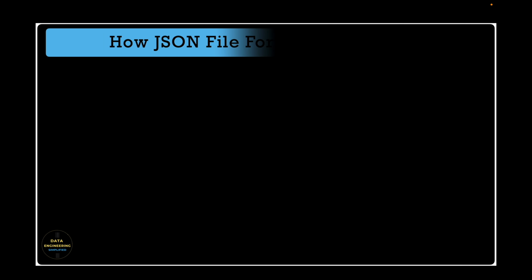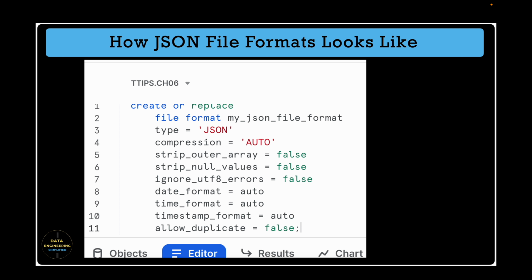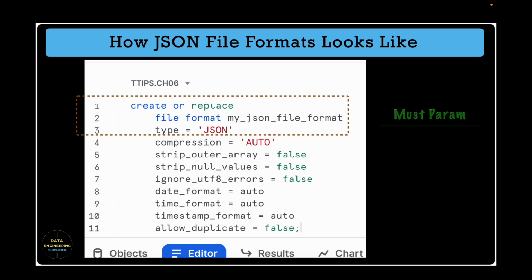Let's quickly discuss how the JSON file format object looks like. File formats are first-class objects in Snowflake. They can be created, dropped, altered using DDL statements like any other object. The SQL construct looks very simple and similar to CSV file format. However, its parameters are slightly different and more aligned with JSON file structure. If you look at line numbers 1, 2 and 3, they are self-explanatory and they are a must: giving the file format name like my JSON file format, and the type parameter value is JSON.